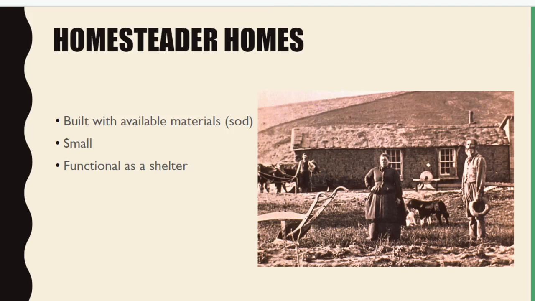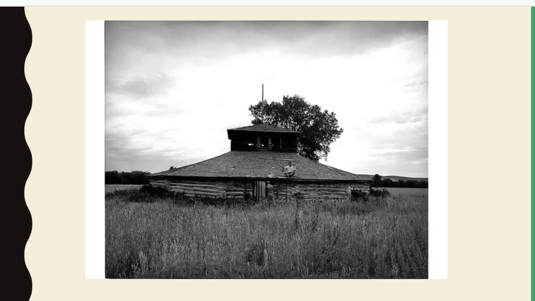Homesteader homes were built with available material, and the available material was sod. They were small, and it was functional as a shelter. We're going to do a little bit of an activity called the Sod House Detectives, and we're going to look at how these things were made, and really, were they safe. A lot of great imagery that I found to show you what these houses would look like.